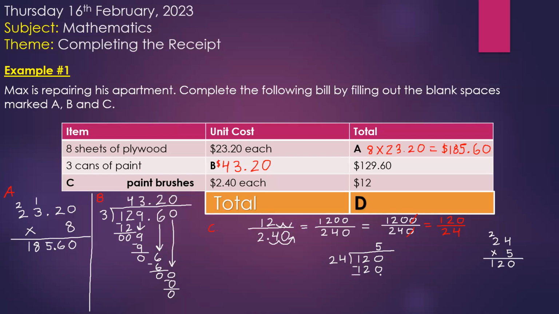But how are we supposed to know that? You just have to do trial and error. You start with 2: 24 times 2 is 48, so 48 won't give you 120. Then you try 3, then 4, then 5. You just have to work up like that, unless you know your 24 times tables.